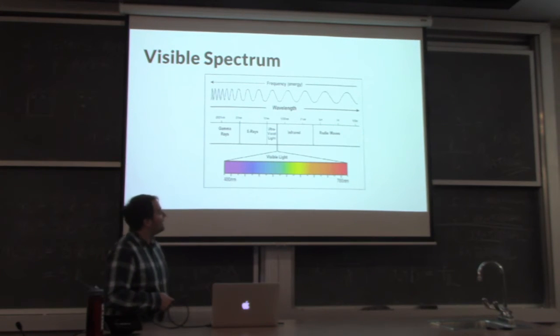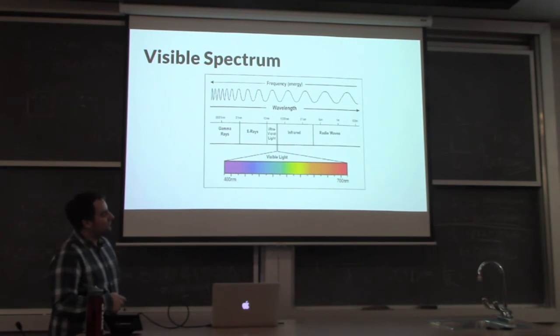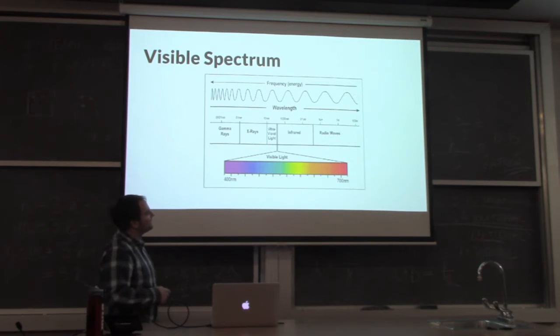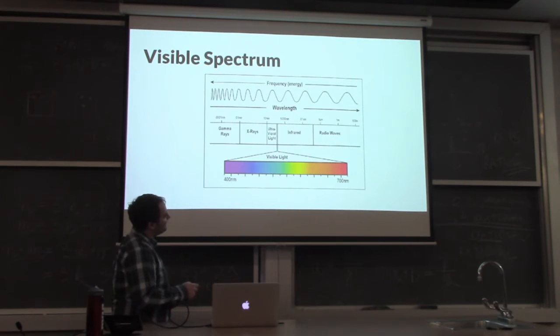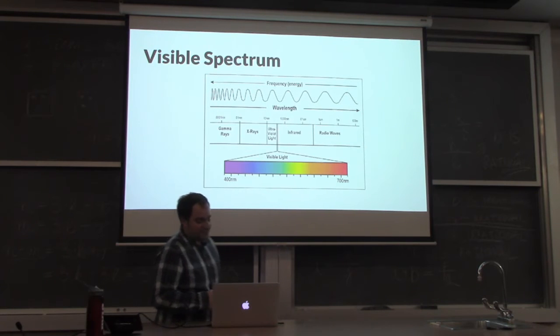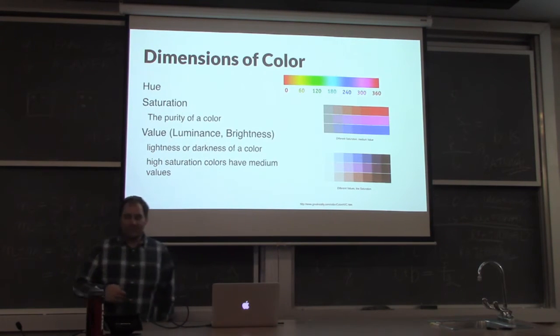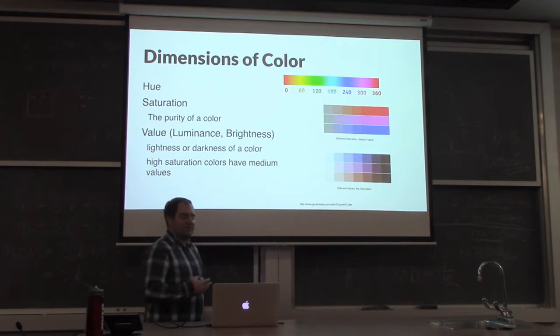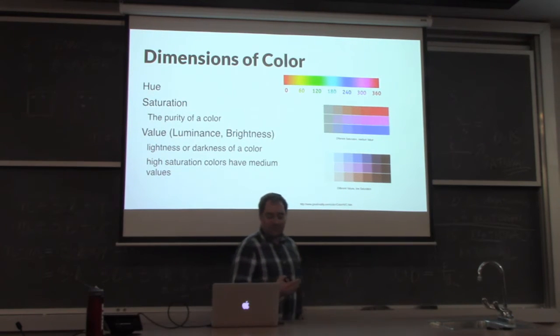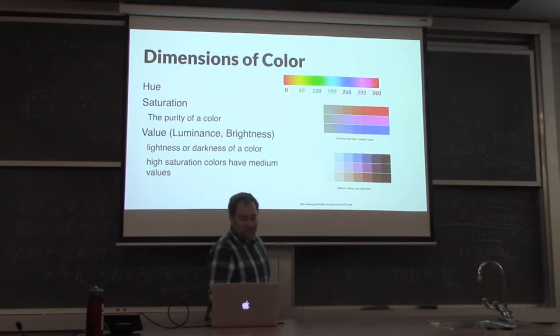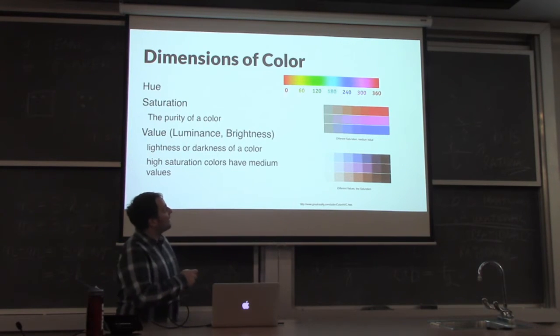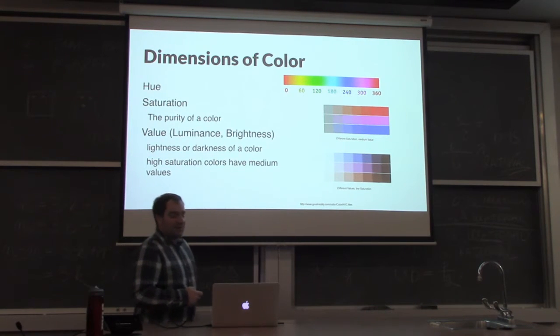So here is an example, and you've also seen this in high school physics. We have ultraviolet light, and we have this very narrow area of visible light, and then we have infrared light. More interesting for the purpose of visualization is the different dimensions of color. So we have hue, saturation, and value. Hue is really which color it is, which wavelength.